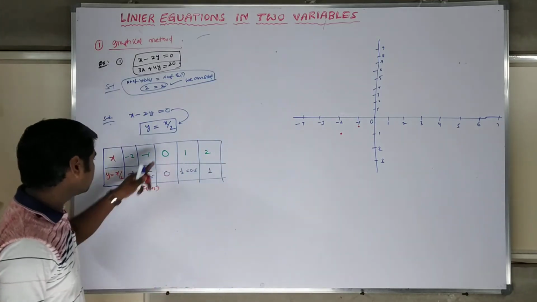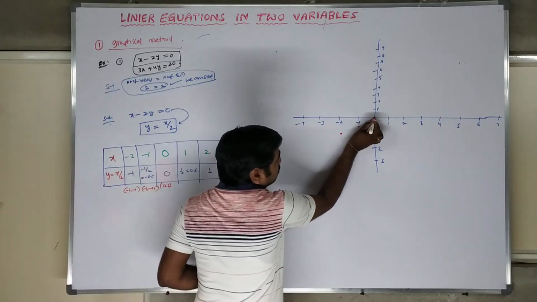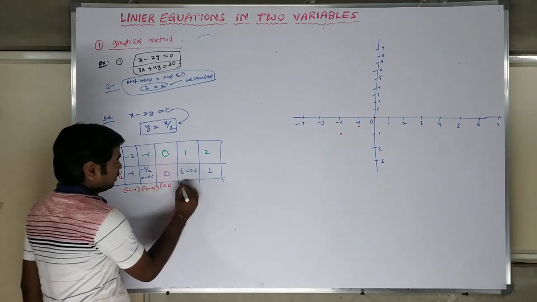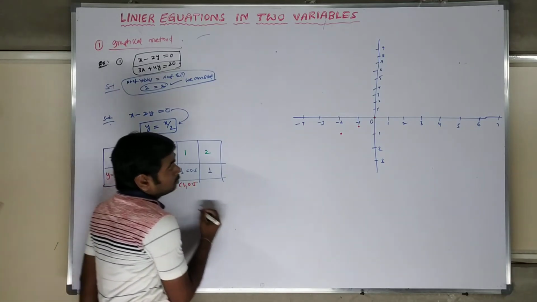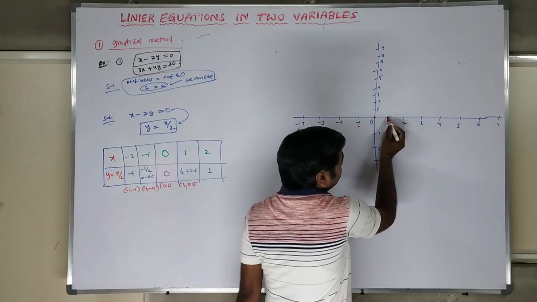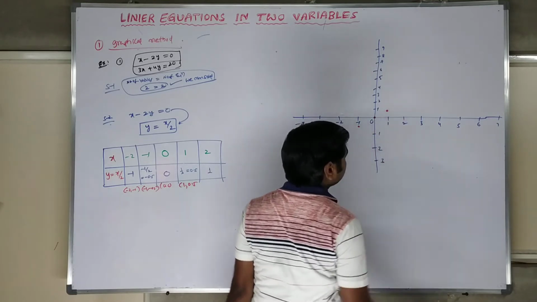Second point over. Next, 0 comma 0. Please make a point at 0 comma 0. Then after that, 1 comma 0.5. So make 1 and 0.5. Go 1 on the x axis and 0.5 up. So this is the point 1 comma 0.5.